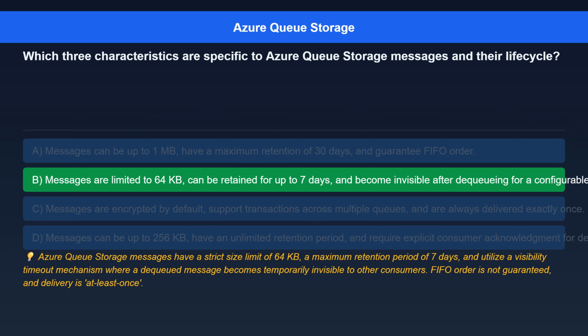The correct answer is messages are limited to 64 kilobytes, can be retained for up to 7 days, and become invisible after dequeuing for a configurable period. Here's the explanation. Azure Queue storage messages have a strict size limit of 64 kilobytes, a maximum retention period of 7 days, and utilize a visibility timeout mechanism where a dequeued message becomes temporarily invisible to other consumers. FIFO order is not guaranteed, and delivery is at least once.